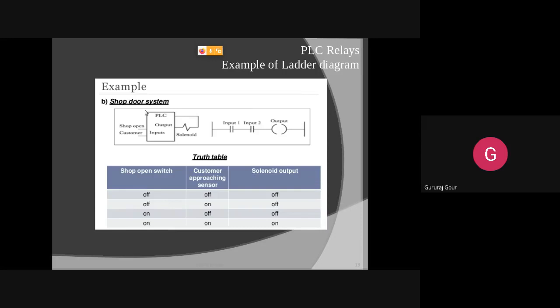Next one, you can say a very popular example, the shop door system. Again we have the PLC here. Outputs and inputs are there. Shop open, customer. The PLC output is there here.